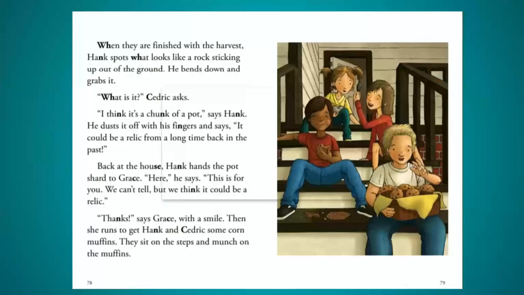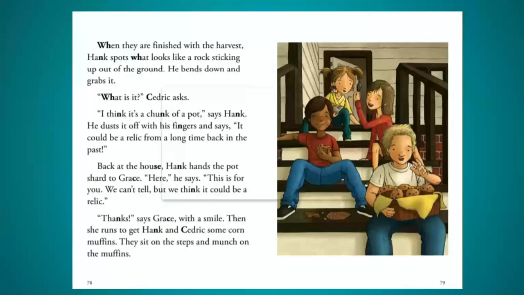When they are finished with the harvest, Hank spots what looks like a rock sticking up out of the ground. He bends down and grabs it. "What is it?" Cedric asks. "I think it's a chunk of pot," says Hank. He dusts it off with his fingers and says, "It could be a relic from a long time back in the past." Back at the house, Hank hands the pot shard to Grace.